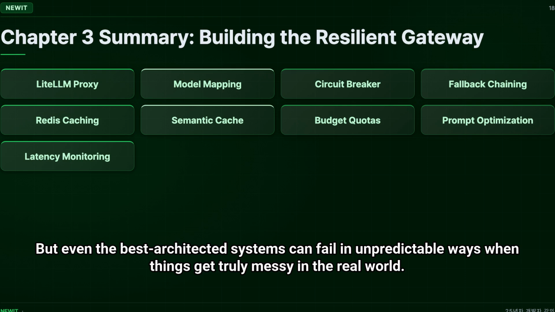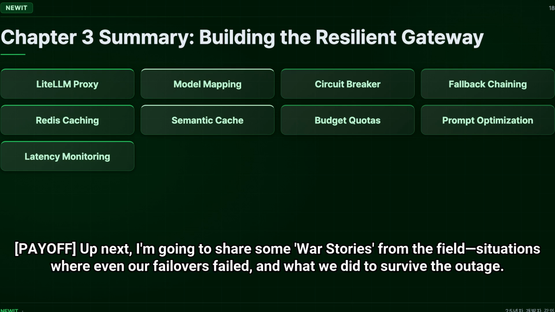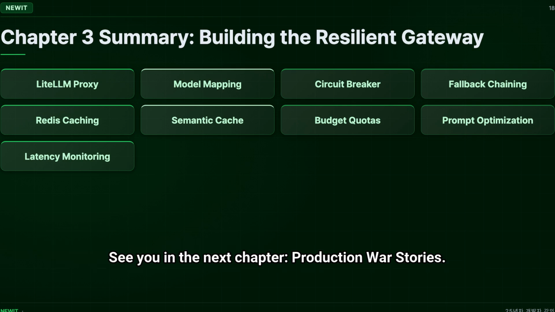But even the best architected systems can fail in unpredictable ways when things get truly messy in the real world. Up next, I'm going to share some war stories from the field, situations where even our failovers failed and what we did to survive the outage. See you in the next chapter, Production War Stories.